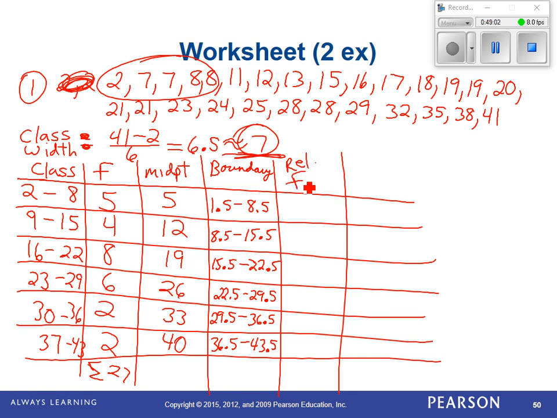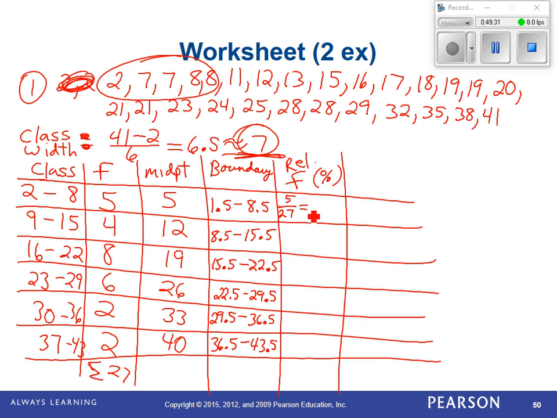Relative frequency. What should you remember when you're thinking of relative frequency? Percentage. To find the relative frequency, I'm gonna do one of these, and I'm not gonna write the rest of them down, showing the math. The first one, what was the frequency in this class? 5. How many total did we have? 27.